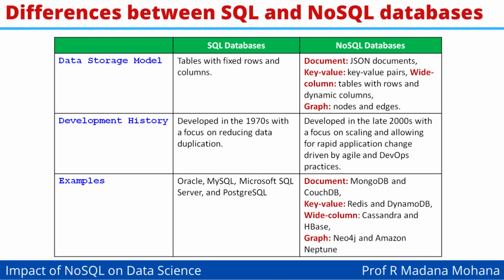Examples: SQL database examples are Oracle, MySQL, Microsoft SQL Server, and PostgreSQL. Whereas in NoSQL databases, document database examples are MongoDB and CouchDB. Key value databases are Redis and DynamoDB. Wide column databases are Cassandra and HBase. Finally, graph based databases are Neo4j and Amazon Neptune.